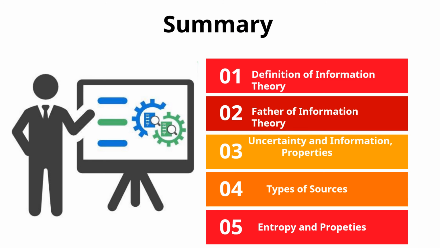As a summary of this video, we have defined what information theory is, where information is inversely proportional to the probability of occurrence. We have found the relationship between uncertainty, information, and properties of information. Also, we have seen types of sources, with entropy and its properties. Thank you.